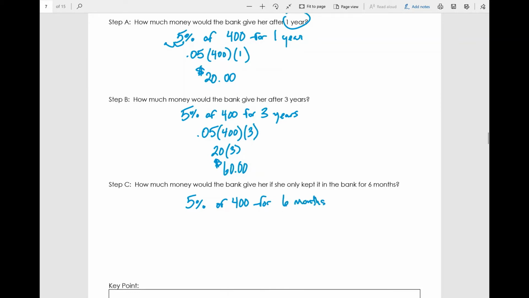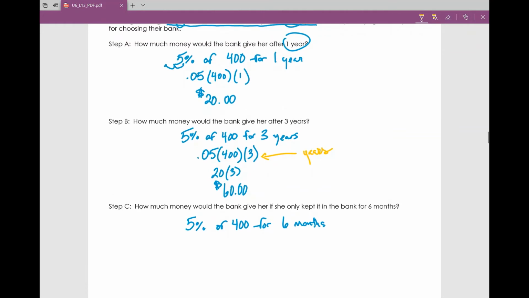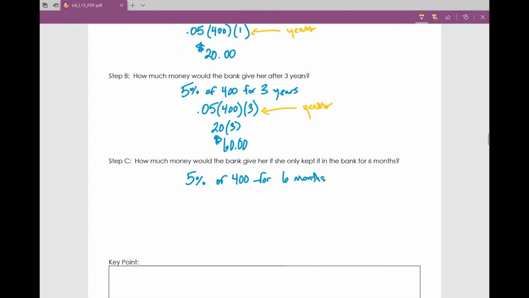Now, here's the thing. If we take a look at step B, let me choose a different color so I can highlight this. If we take a look at step B, it says 3. What does this 3 represent? It represents 3 years. Now, in step A, what does this 1 represent? 1 year. So if we go down and continue doing things like we were, if we write 0.05 times 400 times 6, what is this 6 representing? It's representing 6 years.